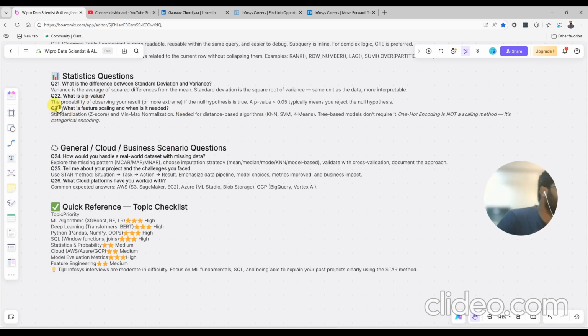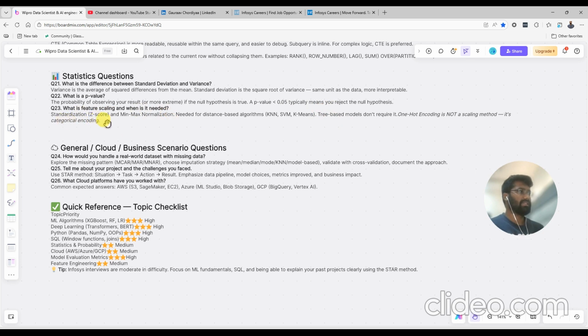And what is the p value? The p value is the probability of observing your result if the null hypothesis is true. So a p value less than 0.05 typically means you reject the null hypothesis. Okay, what is feature scaling and when is it needed?